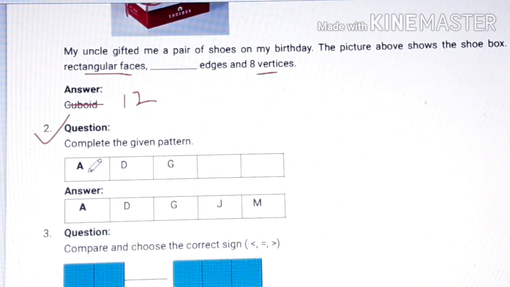Then next, question number 2. Complete the given pattern. Now you have to observe this pattern. You will get J and M in these blanks, children. In this blank, J and M will come. So check your answer.